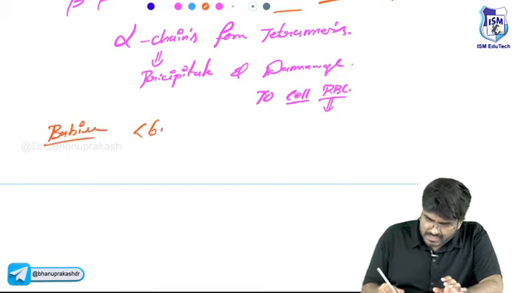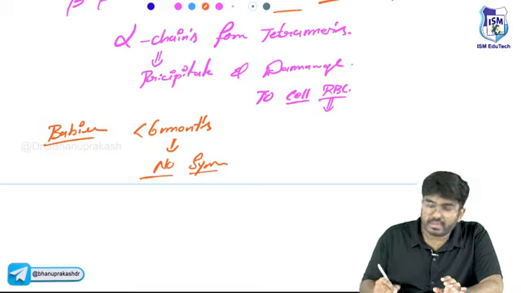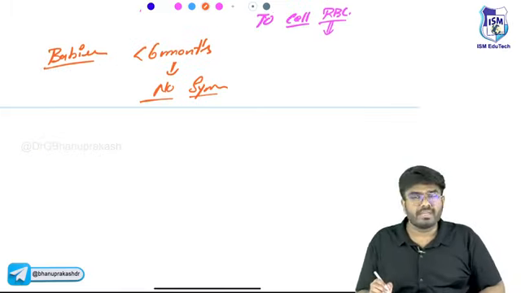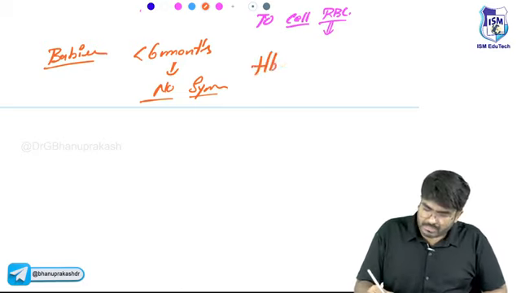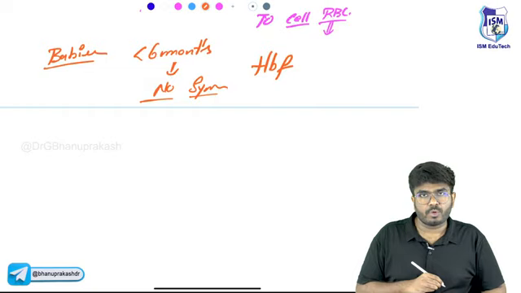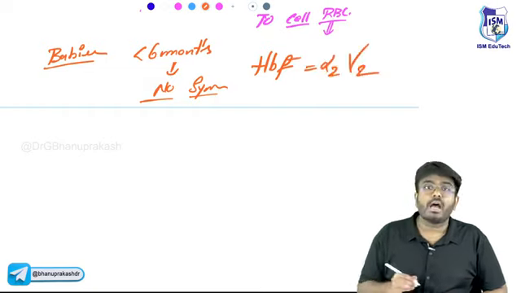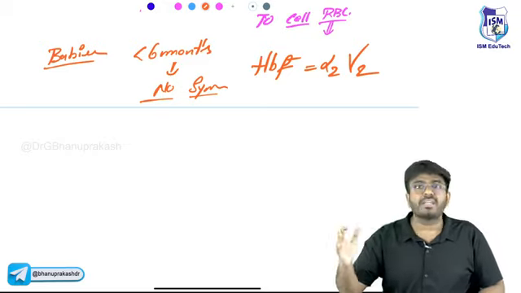Babies in the first 6 months have no symptoms. Why? Because in utero also there is no problem in beta thalassemia major. In utero, what kind of hemoglobin is there? HbF hemoglobin is there. What is HbF? Alpha 2, gamma 2. There is no such thing as a beta chain.